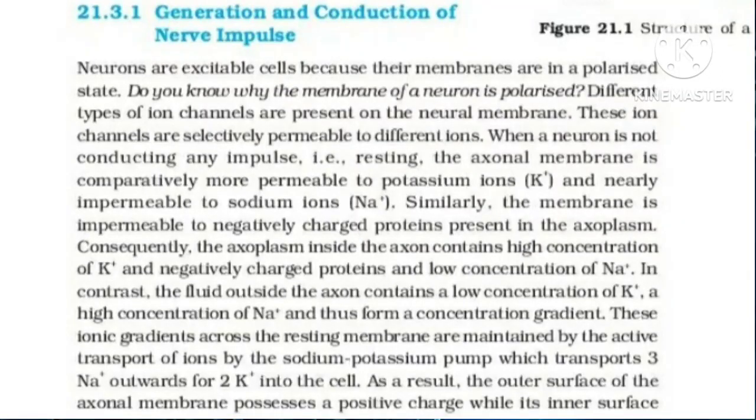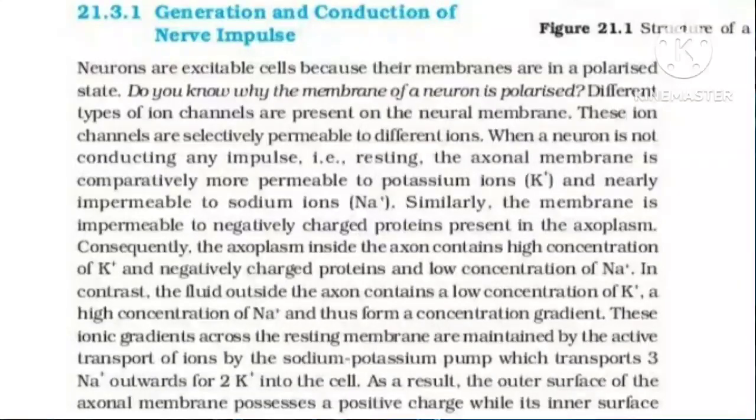21.3.1 Generation and conduction of nerve impulse. Neurons are excitable cells because their membrane is in a polarized state. Do you know why the membrane of a neuron is polarized? Different types of ion channels are present on the neuron membrane. These ion channels are selectively permeable to different ions.